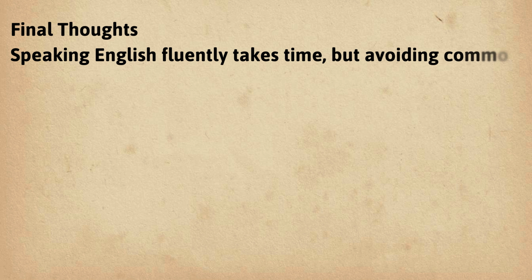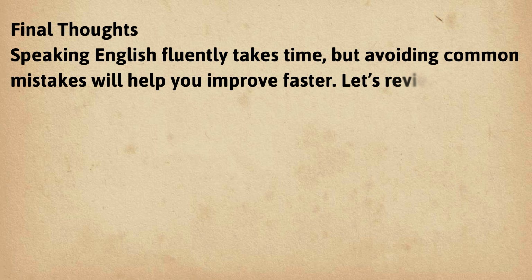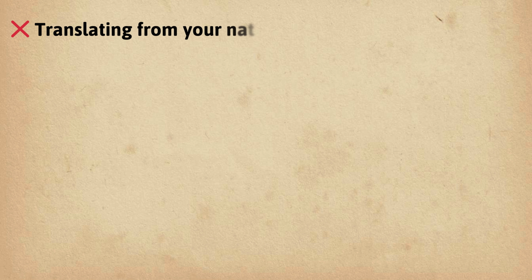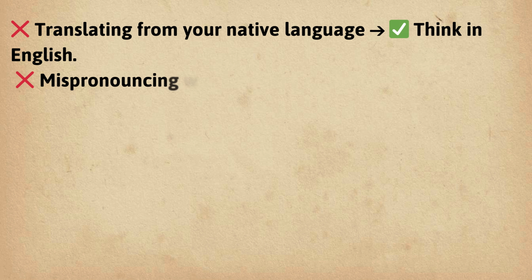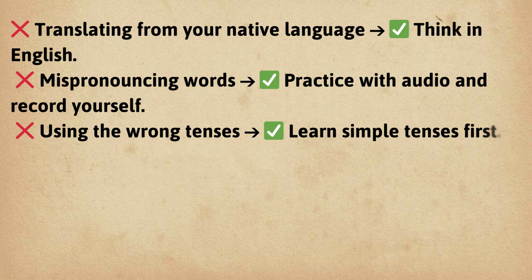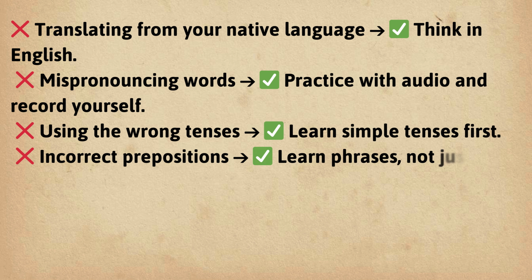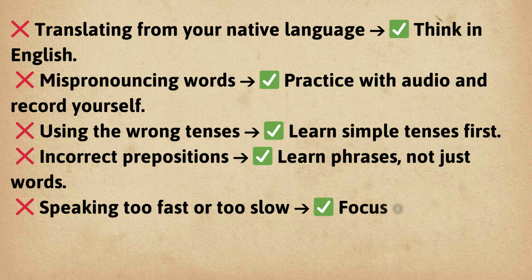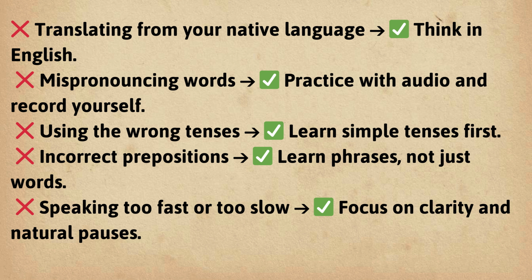Final thoughts: speaking English fluently takes time, but avoiding common mistakes will help you improve faster. Let's review the 5 key mistakes. Translating from your native language: think in English. Mispronouncing words: practice with audio and record yourself. Using the wrong tenses: learn simple tenses first.